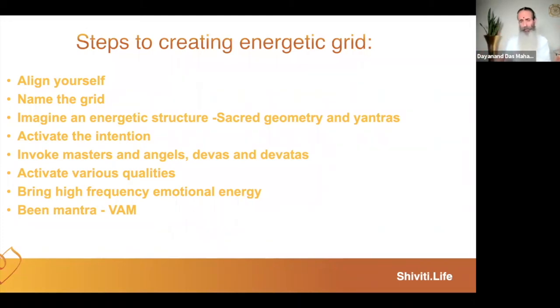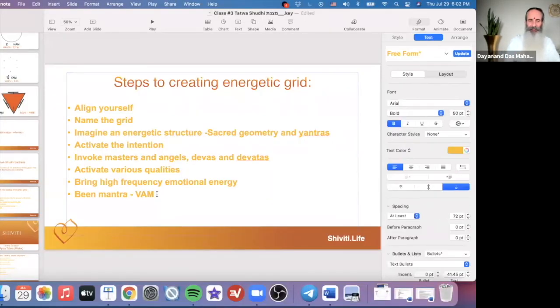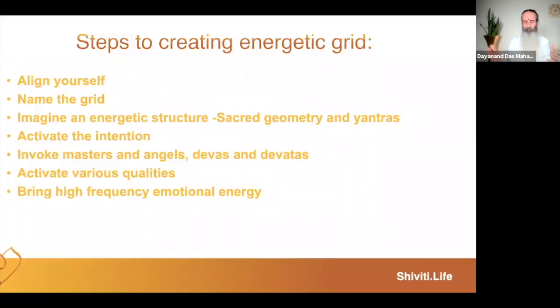Then if there are specific qualities that I wish to have here, peacefulness and love, compassion, devotion. And then it's important, sorry, I have a mistake here. Then you bring high frequency of emotional energy, meaning you want to bring into that the feeling vibration, okay? The feeling vibration, meaning you don't activate the grid of Tattwa Shudhi and you feel bored, correct? Or sad. So you want to be passionate, loving, devotional, joyous. You have to bring your passion into that, because emotion helps bring things to manifestation.